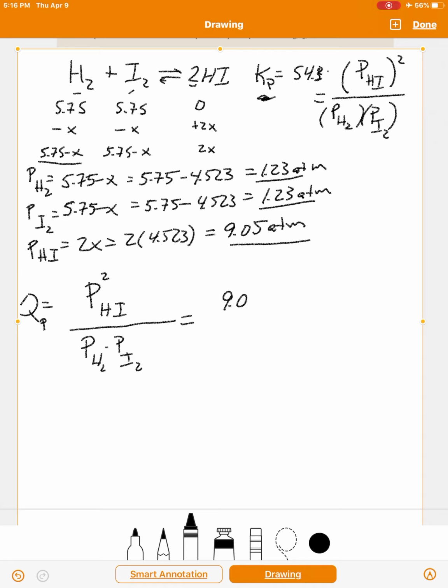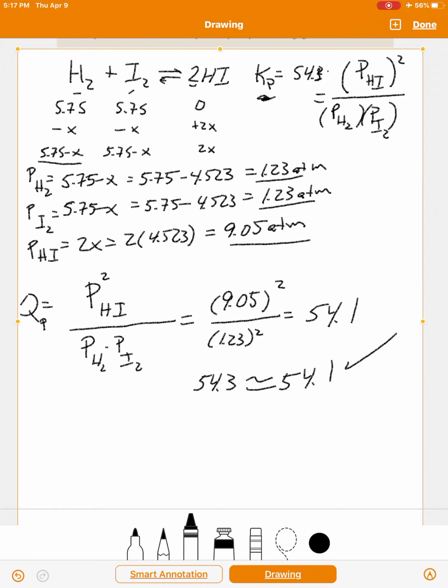So that would be 9.05. Remember, it's unitless. Divided by the pressure of hydrogen and the pressure of iodine, but they're the same. So 1.23 squared. And if you do that, I get 54.1. That's not exactly 54.3, but it's pretty close. So probably within rounding errors, we're okay. So that means that these are pretty good answers.